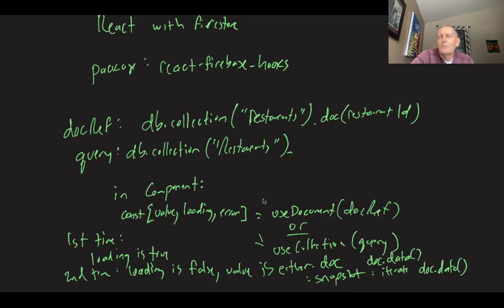Now, there are some other hooks involved. useDocument and useCollection both install a listener. If you want to get a document or a collection just one time, you can do that. In that case you're getting a current snapshot, and you're not notified of any changes. But we still use the value, loading, error mechanism, because even if you want a single value with no listener, it's still going to be loading the first time, since it has to go out to the network. So the first time loading will be true, and the second time loading will be false and value will have the value that you need.